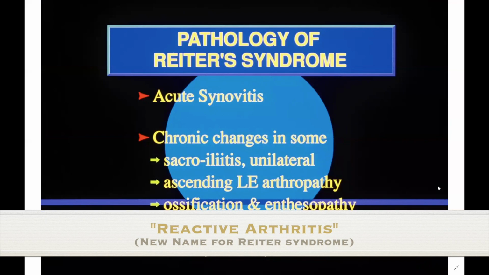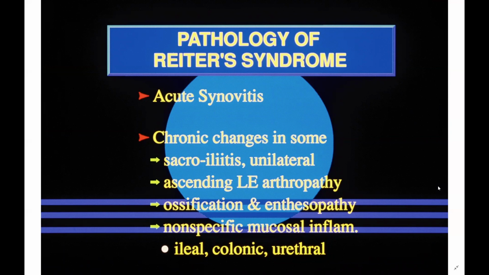Reiter syndrome is basically sort of a variation on ankylosing spondylitis. They start with an acute synovitis. They have chronic changes in some, sacroiliitis, like ankylosing spondylitis, but it's usually unilateral. They have an ascending lower extremity arthropathy. That's characteristic. They have ossification and enthesopathy. Enthesopathy means inflammation of the insertions of tendons on bone.